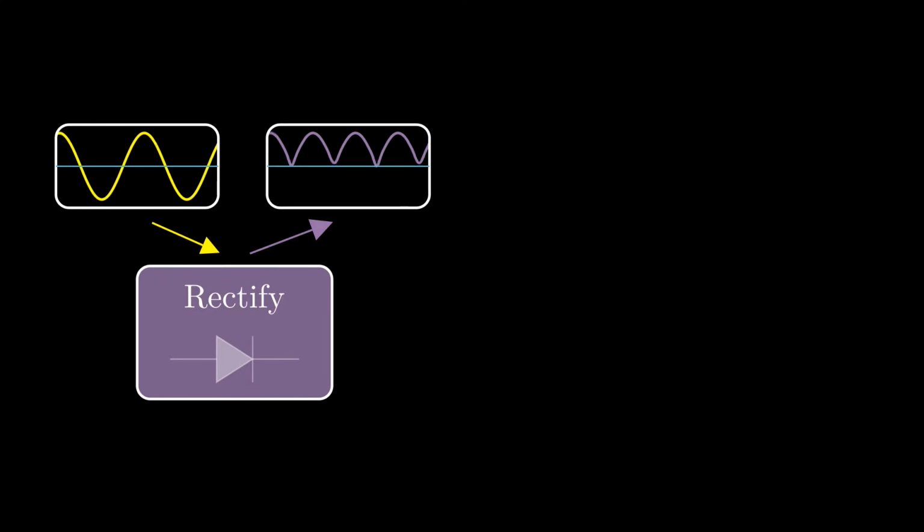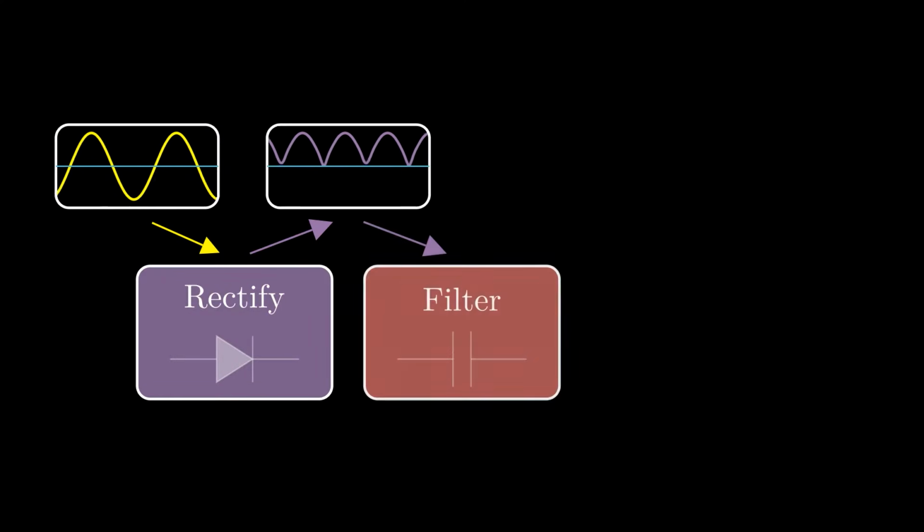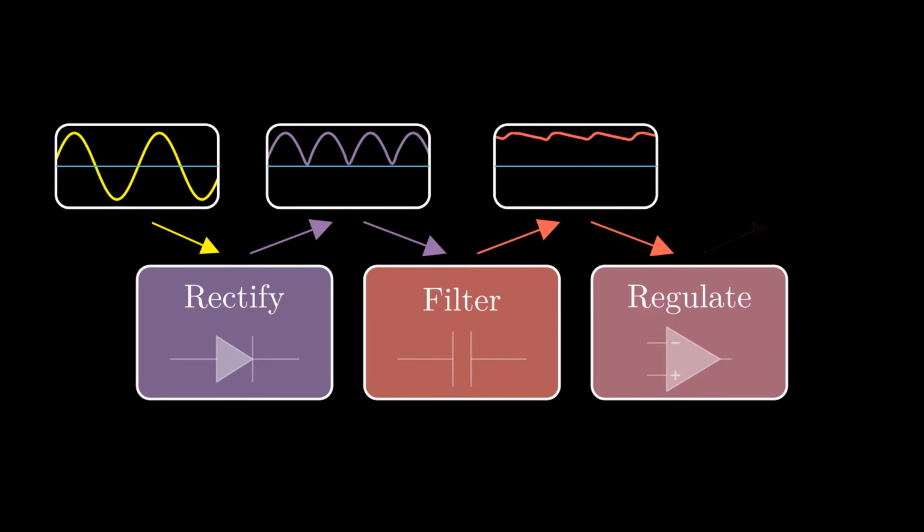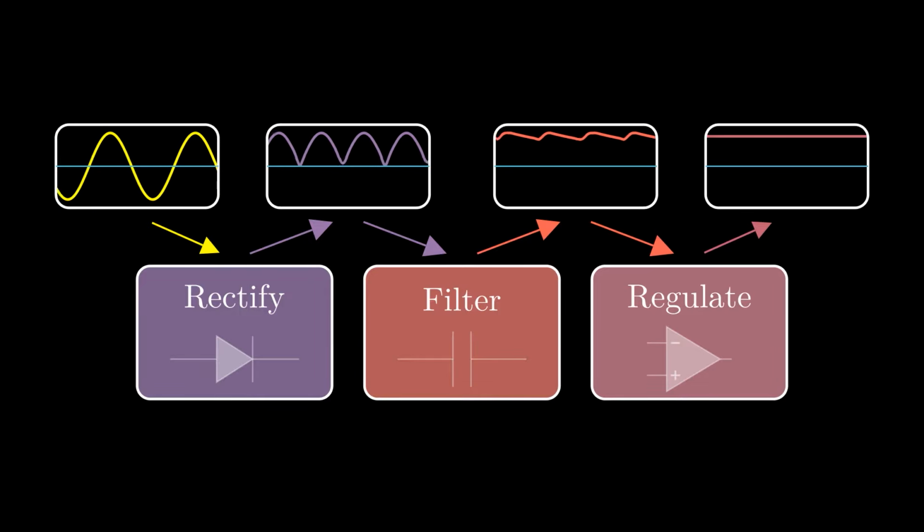Okay, so what we have to do here is 3 things. So firstly, we need to turn the AC into a varying DC. After we've got our varying DC, we need to pass that through a filter to smooth out the ripples. And then we pass that unregulated DC through a regulator and we get our nice clean 15 volts out.